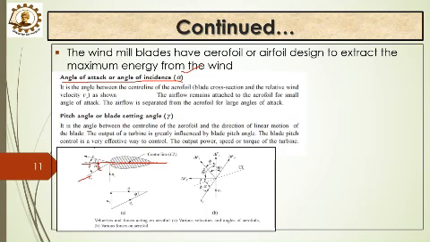Now, pitch angle or blade setting angle, that is gamma. It is the angle between the center line of the airfoil and the direction of linear motion of the blade, that is V and the center line of the airfoil. The output of a turbine is greatly influenced by its blade pitch angle. The blade pitch control is a very effective way to control the output power, the speed and the torque of the wind turbine. So this is how we define it.